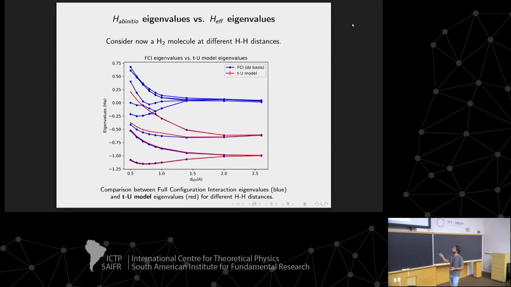If I go to a T-U model, a Hubbard model, then this low energy subspace is really well described with this kind of model. So this is just a way of checking if the model is good, by comparing eigenstates between the model and the ab initio calculation.